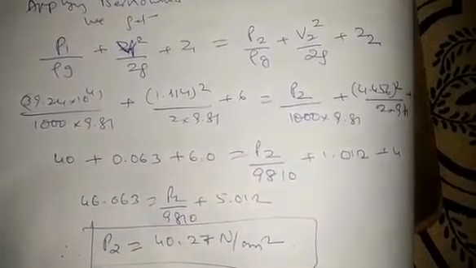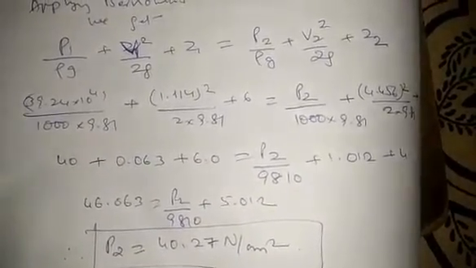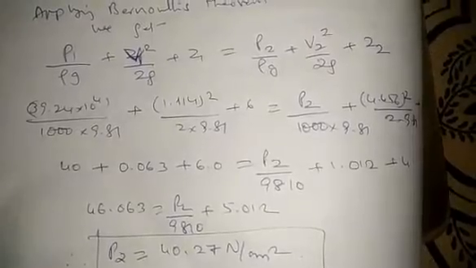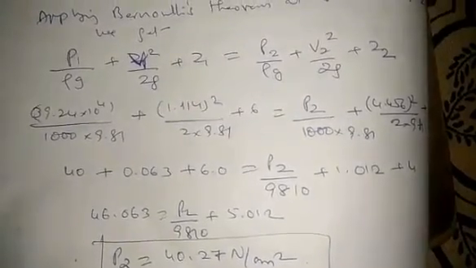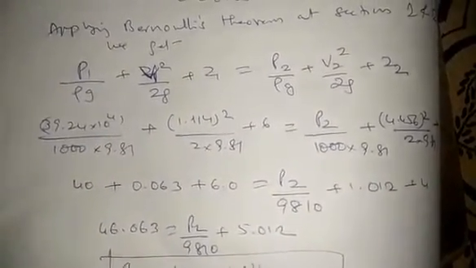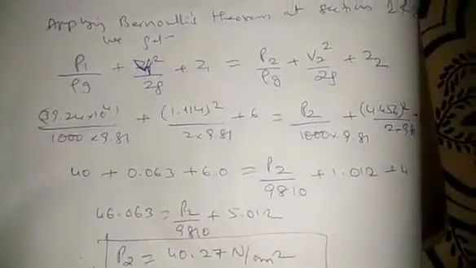So you can even convert that into Newton per meter square. So this is the problem. Here we have basically applied the Bernoulli's theorem in order to find out P2. So this is the third problem on Bernoulli's equation.